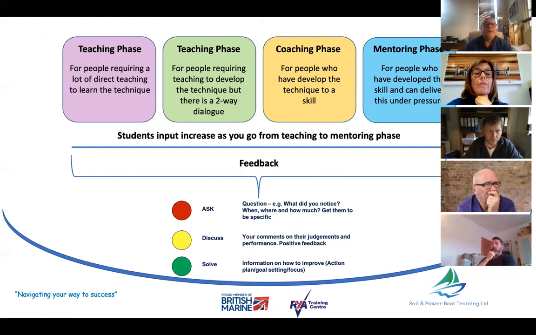The teaching phase is for people requiring a lot of direct technique, a lot of direct teaching to learn the technique. So it's that basic level. That technique could be doing a figure of 8.